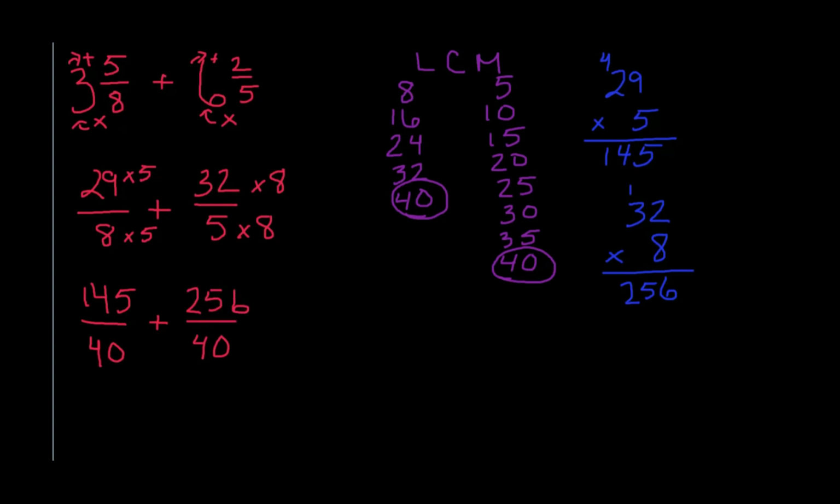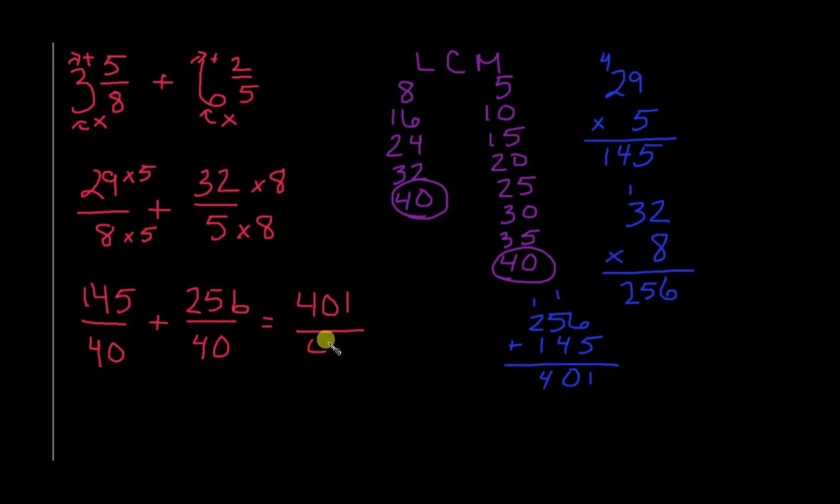Again, I will do that over here. 256 plus 145. If we add them, 6 plus 5 is 11. 1 goes down, 1 goes up. 5 plus 4 is 9. Add the last 1, it's 10. 0, bring the 1 up. 2 plus 1 is 3. Add your other 1, it's 4. So we now have 401 over 40.